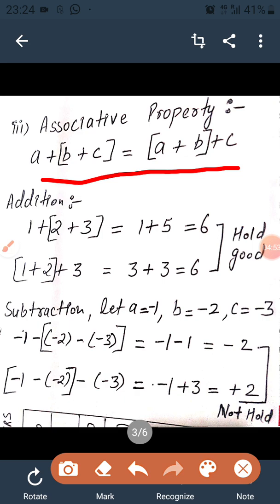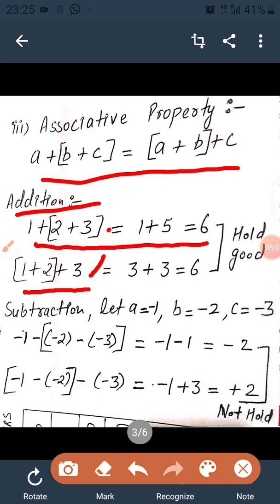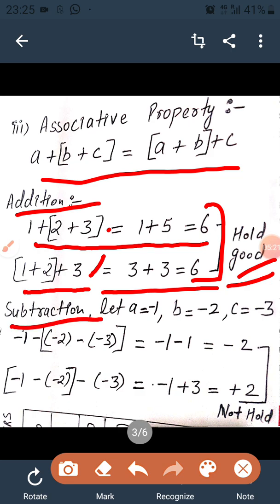Now let us check for addition. We are taking three numbers, 1 plus 2 plus 3. Then on adding we are getting 6. And again for the RHS we are writing this, and we are getting 6, means LHS is equal to RHS, and the property holds good, or is closed, for addition.